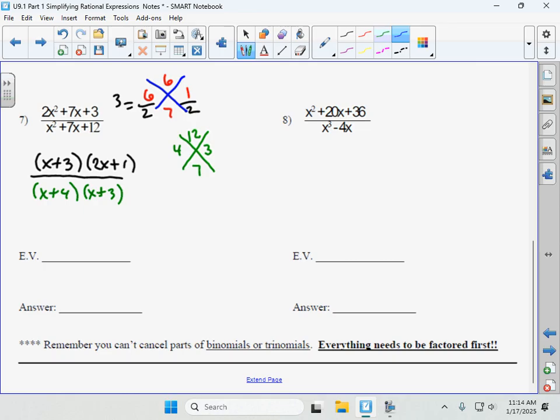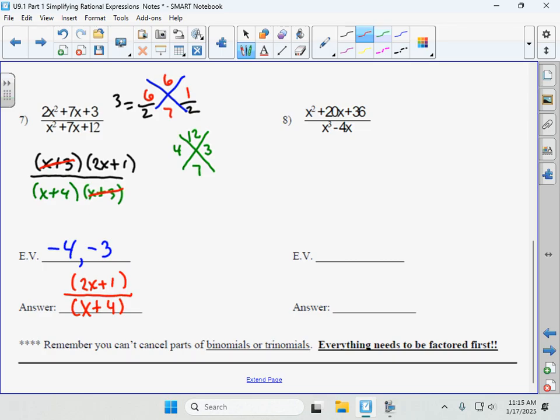All right, let's find our excluded values. Again, they come from the denominator. So that's going to be negative 4 for the x plus 4 and negative 3 for the x plus 3. Now we go ahead and simplify. I can see I have a binomial x plus 3 on top and bottom. I can cancel those out. And that looks like it. So my final answer, 2x plus 1 over x plus 4. Again, I like to use the parentheses around it.